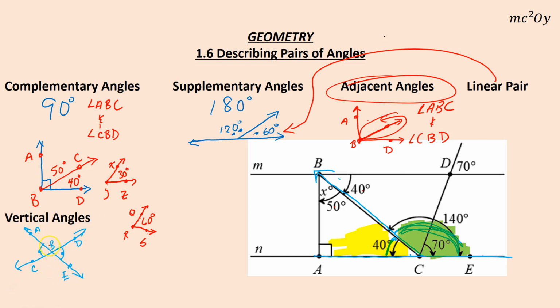Another set of angles that would be vertical: ABD is vertical to CBE, which means they're congruent as well. You're going to see vertical angles a lot this year.